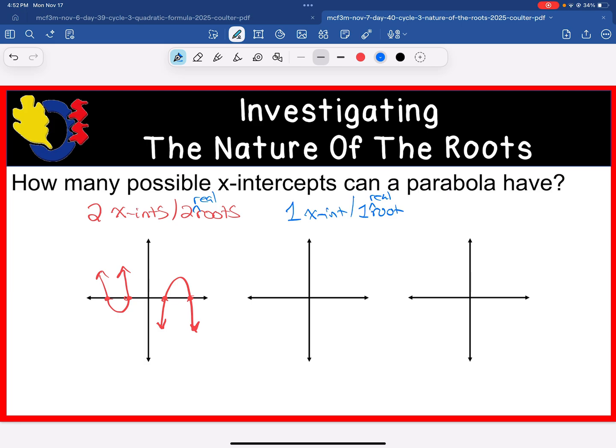Okay, so in this case, that means our vertex and our x-intercept are the same. So we could have a parabola that opens up right on the x-axis or a parabola that opens down right on the x-axis. The third possibility is that we have no real roots. So zero real roots or zero x-intercepts. So I could have a parabola that opens up and it's above the x-axis, or a parabola that opens down and it's below the x-axis.